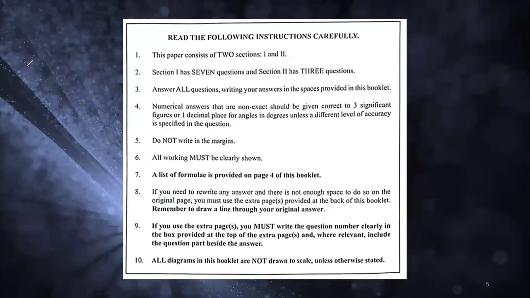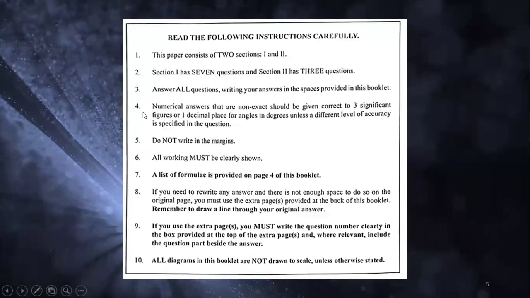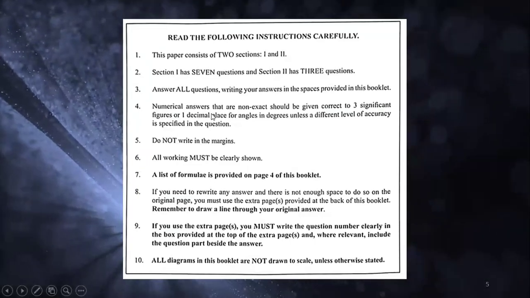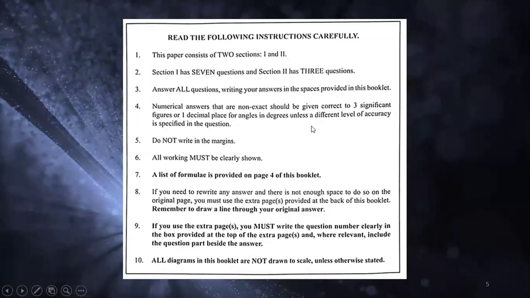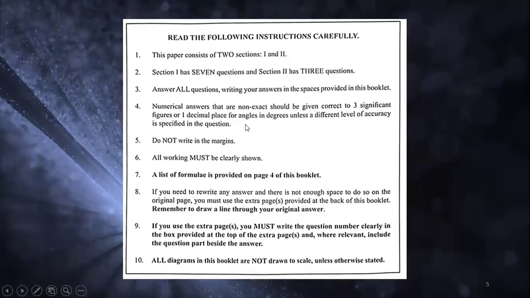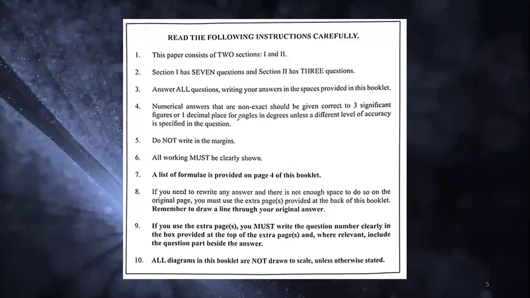And lastly, as I said in reverse order, we're going to look at point number 4. It says numerical answers that are non-exact should be given correct to 3 significant figures or 1 decimal place for angles. Notice it is 1 decimal place for angles in degrees. But CSEC will tend to tell you or ask you for any amount of decimal places, usually 2 to 3 thereabout. But they want 1 decimal place for angles in degrees, but 3 significant figures for all answers, apart from angles. That's the understanding here.